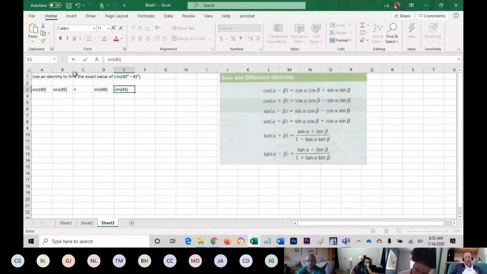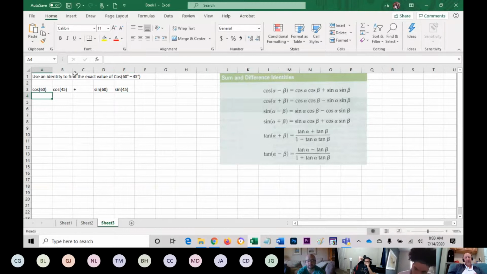Now we're going to test your memory to make sure you know those. So the cosine of 60 is what? The cosine of 60 would be the square root of 3 over 2. Isn't it 1/2?